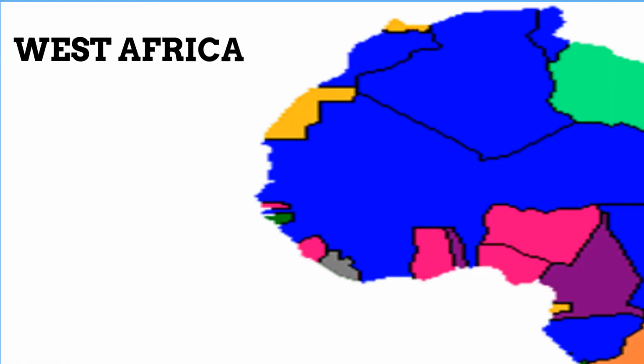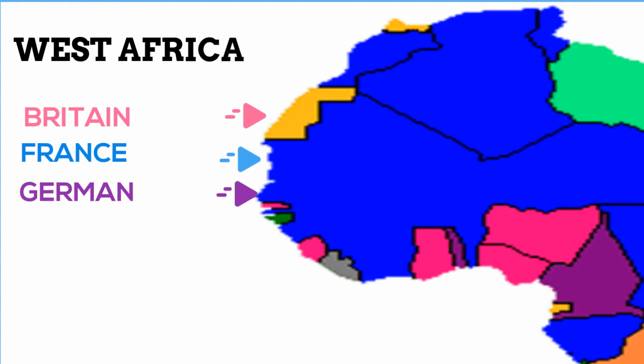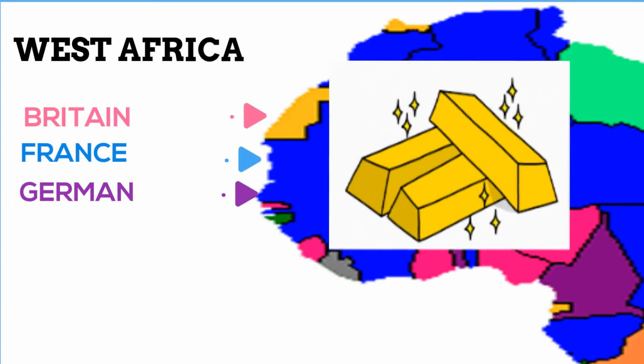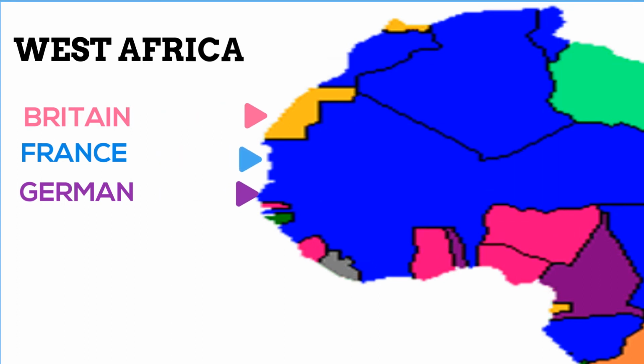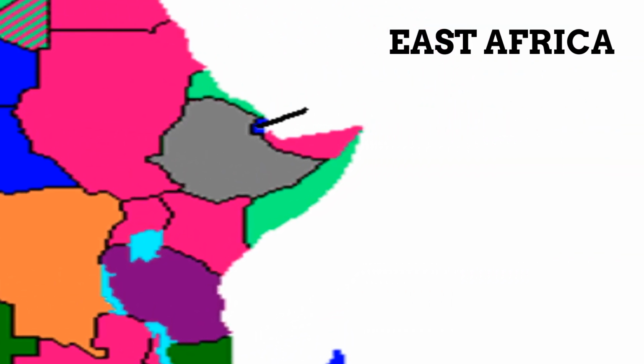West Africa. Britain, France, and Germany entered into rivalry for occupation of colonies in West Africa, mainly due to mineral wealth and huge potential market for European goods. East Africa. East Africa was scrambled by two colonial powers, British and German. Both powers needed to occupy Zanzibar and a larger part of the interior for the trading interests of their commercial companies.